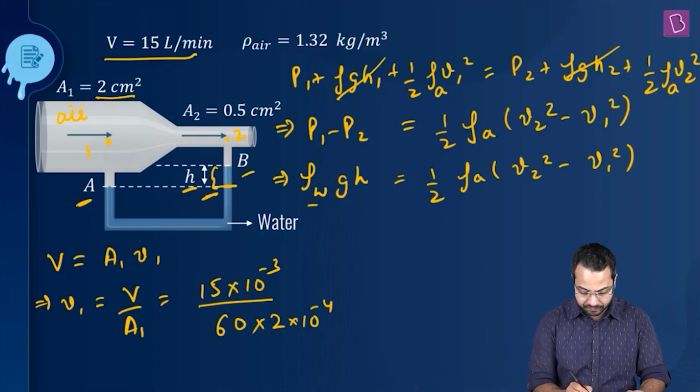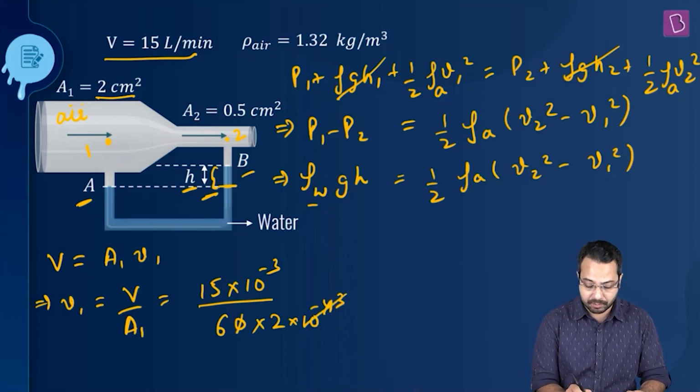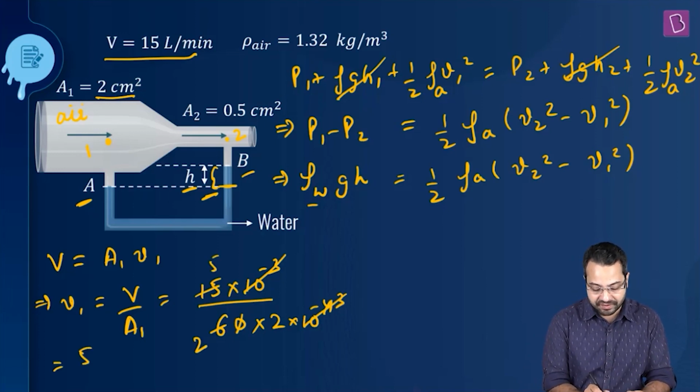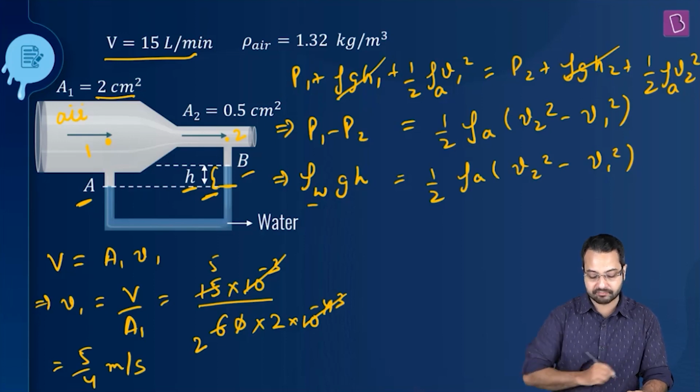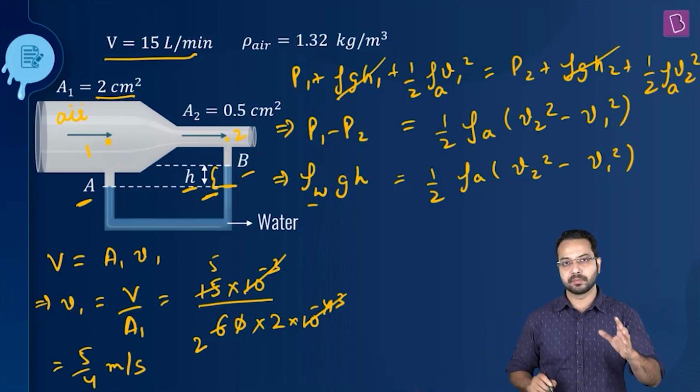Alright, what are we left with? So this 10 to the power minus 3 and this 10 to the power minus 3 and 10 to the power minus 3 gone. So 3, 2, 3, 5. I am left with 5 by 4 meter per second. So V1 is 5 by 4 meter per second.